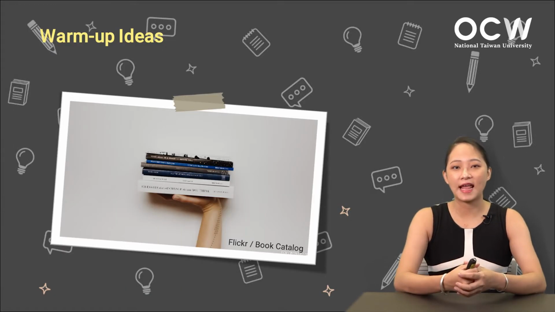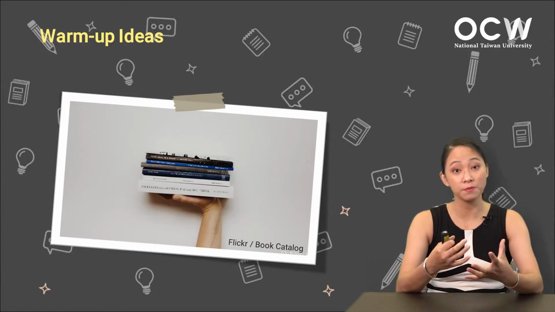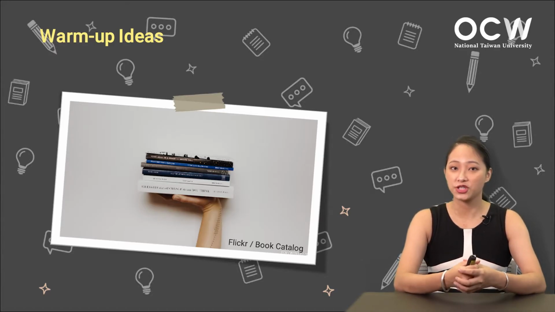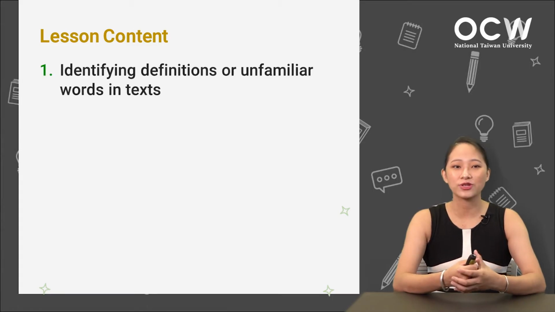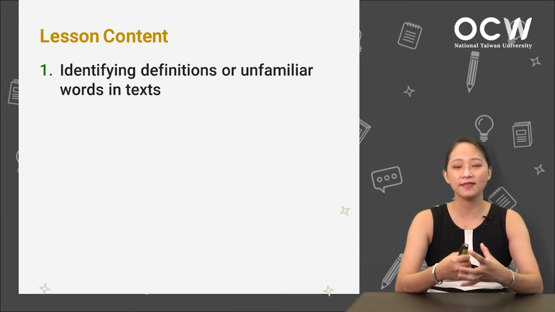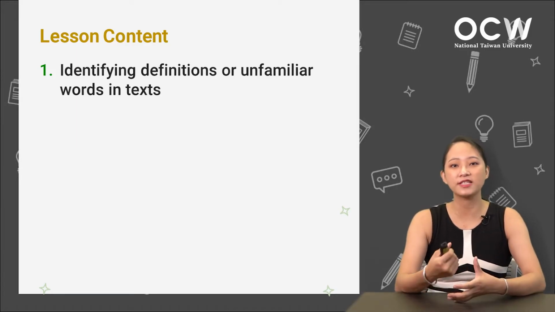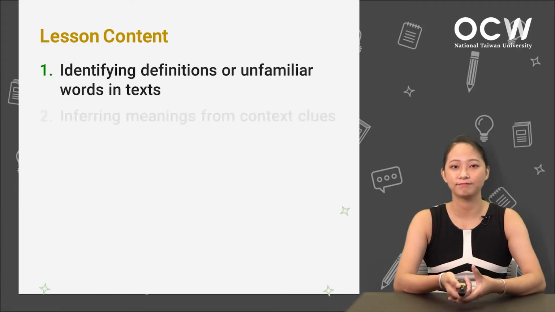So before we begin today, we're going to look through a couple of terms to help you better understand the content of our lessons today. Our lesson is divided into three aspects. First, we're going to learn how to identify definitions and unfamiliar words in a text. Essentially, we're going to pull these unfamiliar words out and teach you how to identify them.